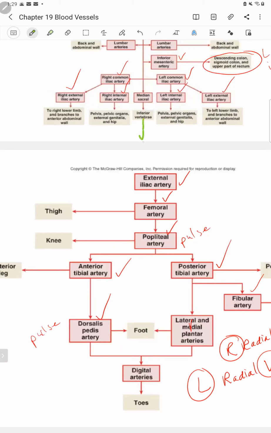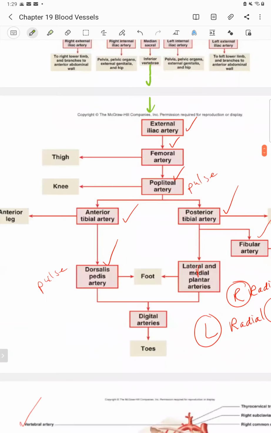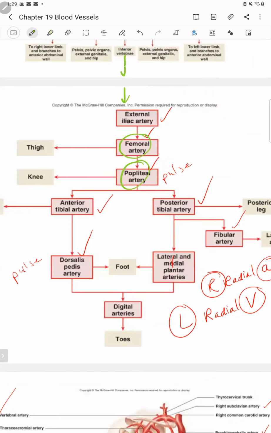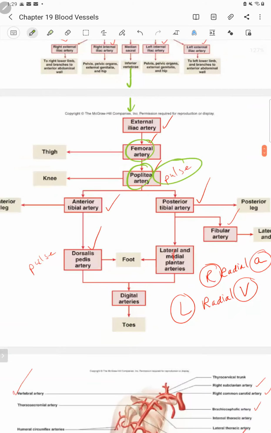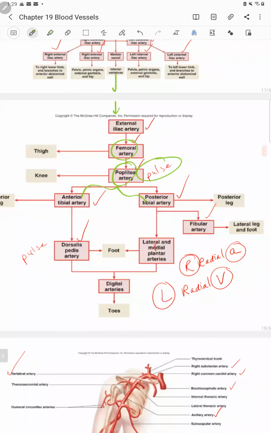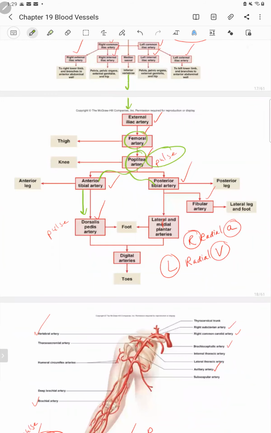So then we eventually get into the lower extremity. So then the external iliac artery spills into the femoral artery, which spills into the blood vessel behind the knee, the popliteal artery. And this is something that you can palpate and check for a pulse. Popliteal artery splits into the anterior and posterior tibial. Okay, that anterior tibial will spill into the dorsalis pedis, which is another area you can take your pulse or take a pulse.